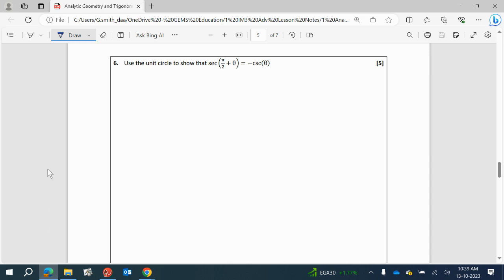Okay, I'm going to have a look at how to do a proof like this one. So we're asked to use the unit circle to show this proof. You have to reference the unit circle in this proof, otherwise you're not answering what the question is asking. So we're going to start off by drawing a unit circle.